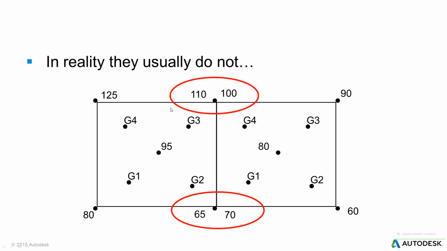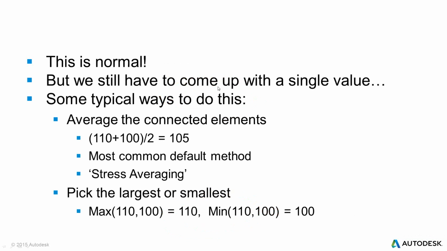Unfortunately, that's rarely true. You end up with 2 different results at that corner. One element thinks it's 110, the other thinks it's 100. This is normal, but if we're going to plot stresses as nodal stresses, we have to come up with a value at that node. The typical way to do that, which is the default, is averaging. In this particular case, there are 2 elements. One says it's 110, one says it's 100. So In-CAD is going to declare it's 105 because it's going to average them. It's the default.